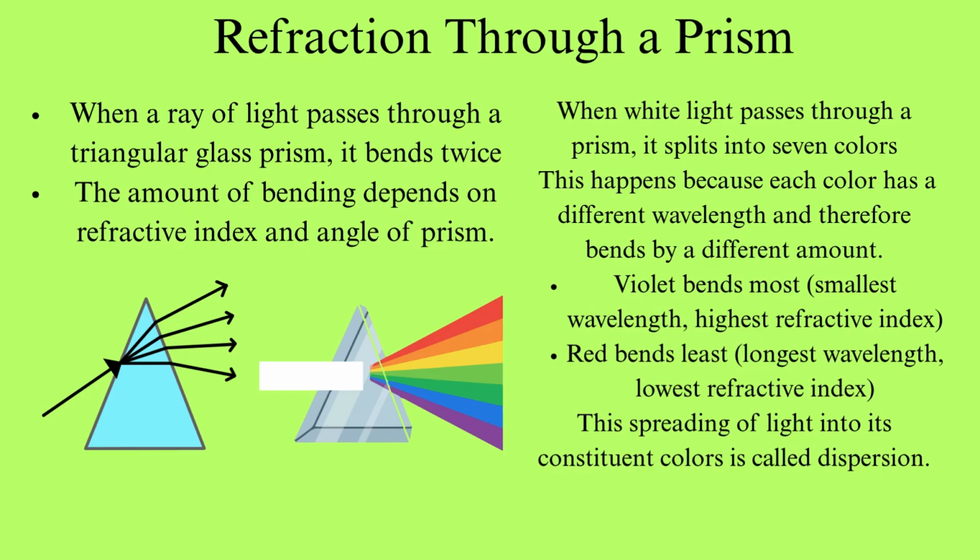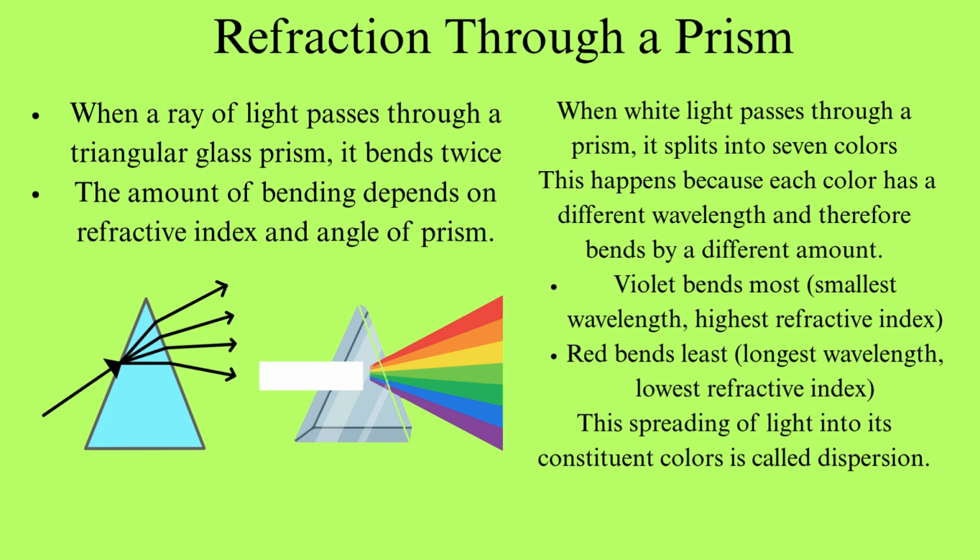When a ray of light passes through a triangular glass prism, it bends twice. The amount of bending depends on the refractive index and angle of prism. So when white light passes through a prism, it splits into 7 colors. This happens because each color has a different wavelength and therefore bends by a different amount.